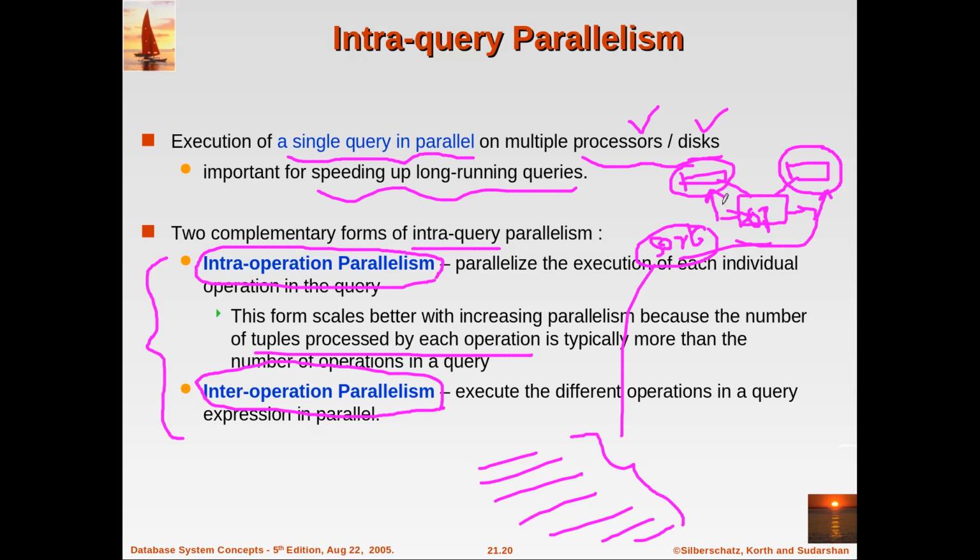Now when we consider inter-operation parallelism, it means two different operations can be given to two different processors. We have operation 1 and operation 2, and we have two processes. One operation will be given to one processor, the second to the second processor. So two operations can be executed in parallel. That is called inter-operation parallelism. The names are only slightly different. Intra-operation means the same operation is distributed among different processes or disks. Inter-operation means different operations are distributed among different processes or disks.